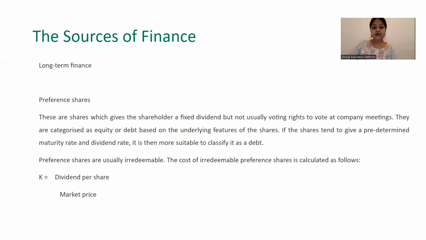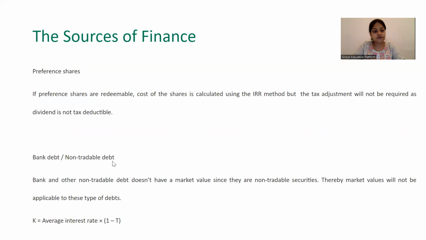The cost of irredeemable preference shares is calculated as follows. That is this. If preference shares are redeemable, the cost is calculated using the IRR, the internal rate of return method, but a tax adjustment will not be required as dividend is not tax deductible. Okay, so that's about the preference shares.